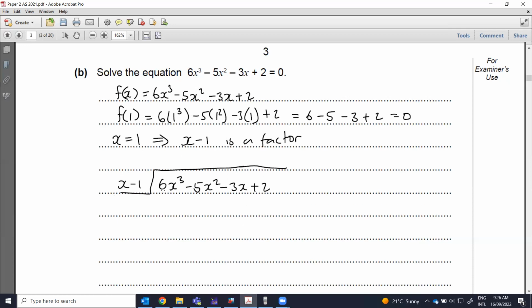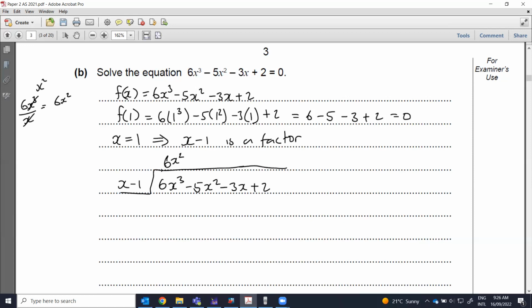So I start with 6x cubed and I divide it by the x. For the first couple of ones, I'll write them over here just to illustrate what I'm doing. So 6x cubed divided by x gives me 6x squared. You can see the x's cancel, so I have x squared there. Now this 6x squared, I write it up here.